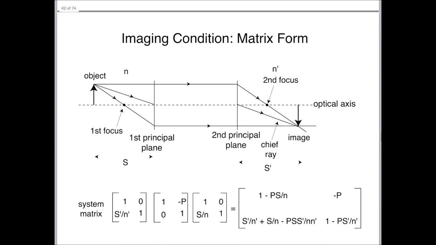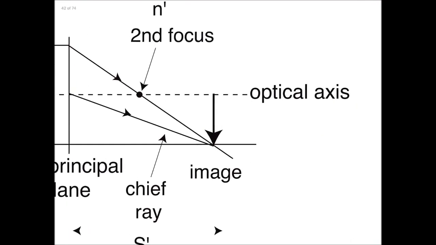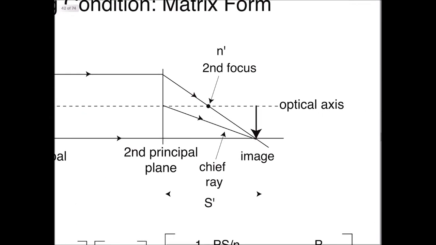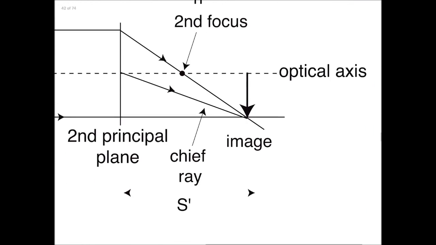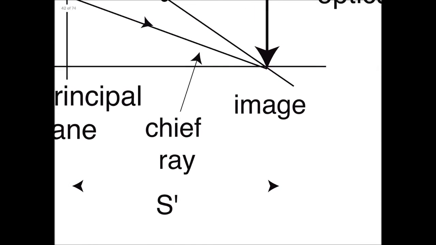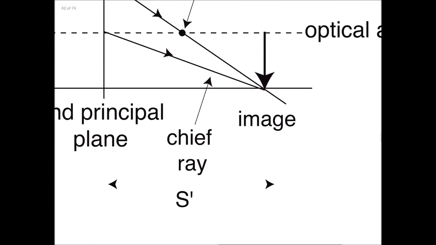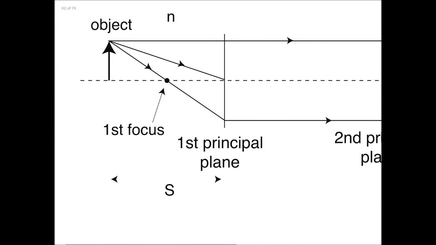Now let's look at what we mean by imaging condition. If we write the system matrix for this case, again looking from the output toward the input, you will write the output vector as a multiplication of a matrix for free space propagation of distance s prime, then a matrix for the optical system, and then free space propagation for s.